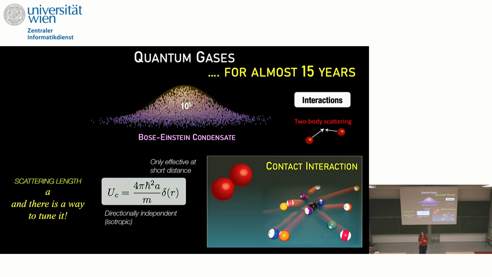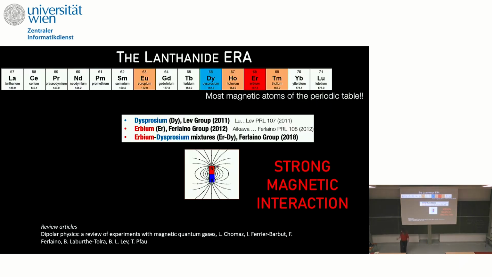But actually, very recently, the field has made a step forward. The step forward was entering what we call, jargonically, in our field, the lanthanide era. What do I mean? I mean that in the periodic table, there are some atomic species which are extremely magnetic, the ones responsible for the vibration on your mobile phone, the strongest magnets. That family is the family of lanthanides. In particular, the most magnetic atom is dysprosium, and the other extremely magnetic one is erbium.